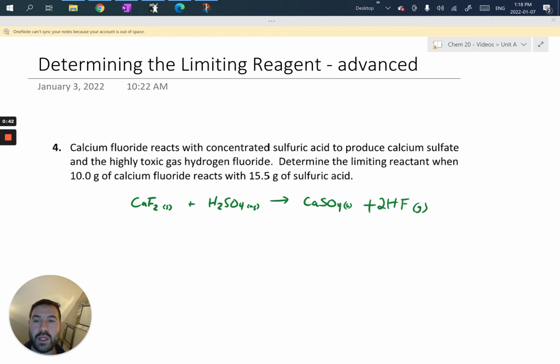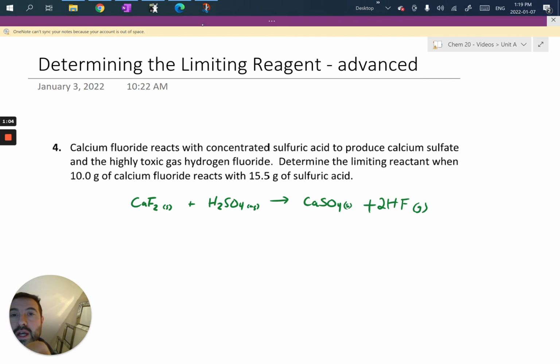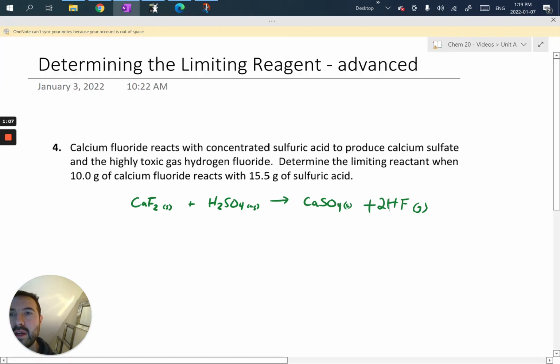Okay, so here's the problem. I have calcium fluoride reacting with concentrated sulfuric acid to produce calcium sulfate and the highly toxic gas hydrogen fluoride. I've already written the balanced chemical equation below, and I'm being asked to determine the limiting reactant when I have 10 grams of calcium fluoride reacting with 15.5 grams of sulfuric acid.